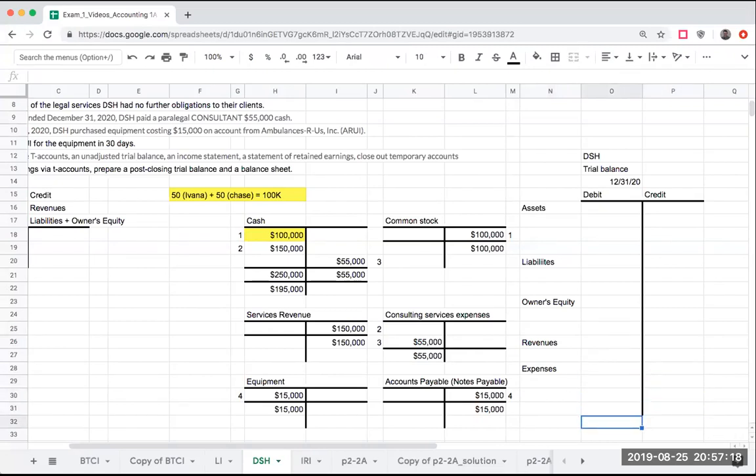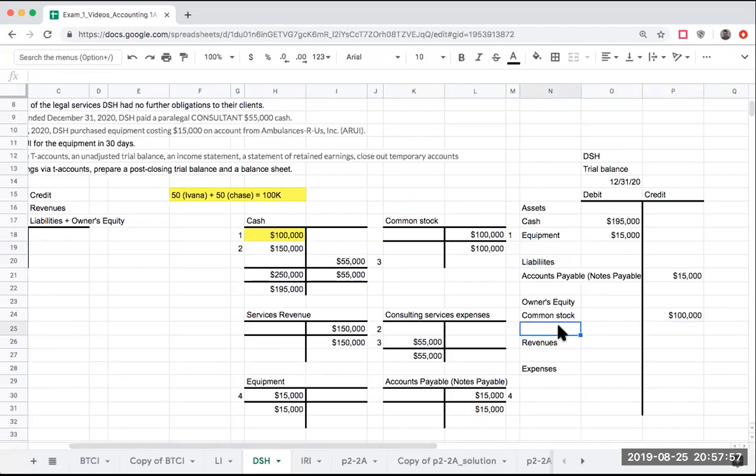Very, very important. If we organize this well the first time, it's going to make our lives a lot easier later on. So in terms of making the trial balance, my assets are cash, and I had cash here of 195,000. And I also had equipment, and my equipment account balance was $15,000. For my liabilities, I had accounts payable, which had a credit balance of $15,000. For owner's equity, I had common stock of $100,000.